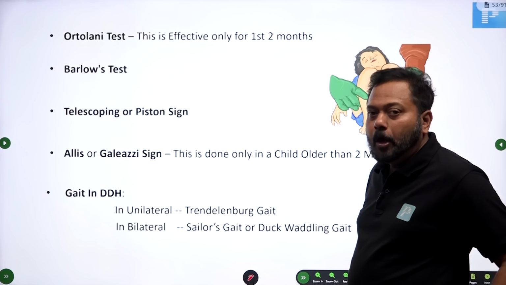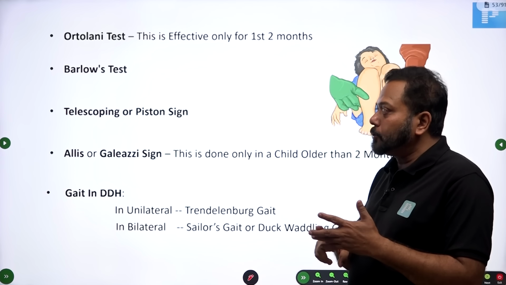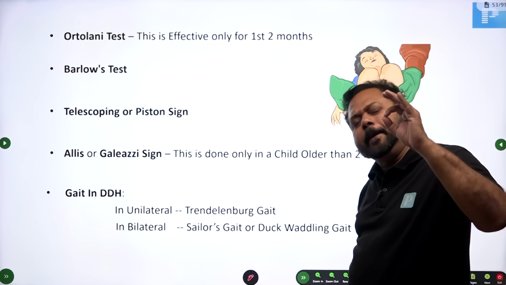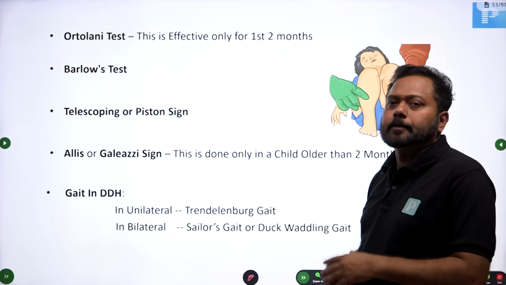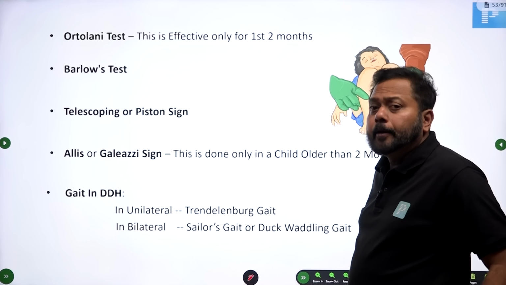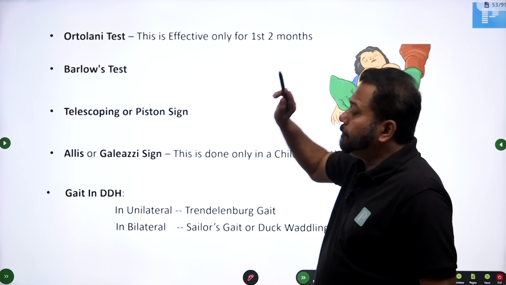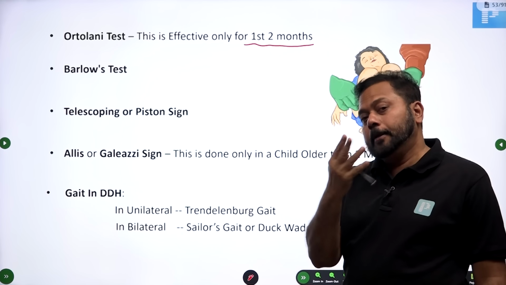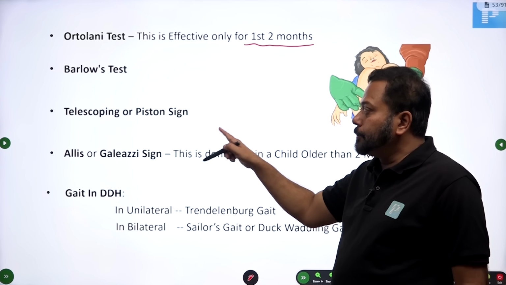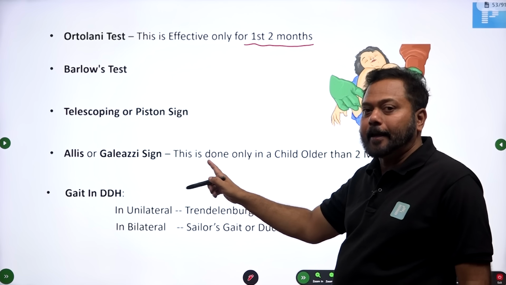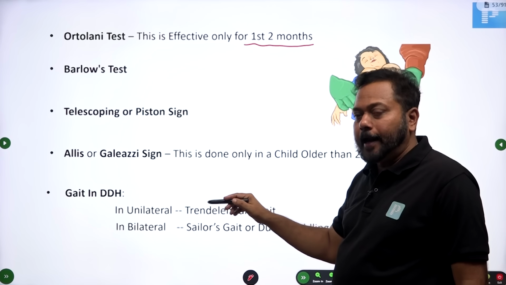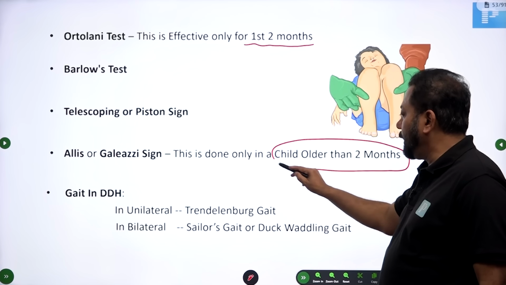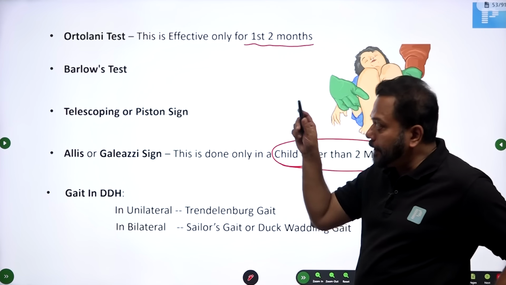Coming to the tests: Ortolani's test, Barlow's test, telescopic test, that is called piston sign, and Galeazzi, that is called Ali's test. Four important things, a repeatedly asked question. Ortolani's test is called the test of entry, and I want you to note this special point. It will be positive only in the first 2 months. When the baby becomes 3 or 4 months, you can't elicit Ortolani. Galeazzi sign, or Ali's test, is positive only in a child older than 2 months. These 2 special points I will explain one by one.